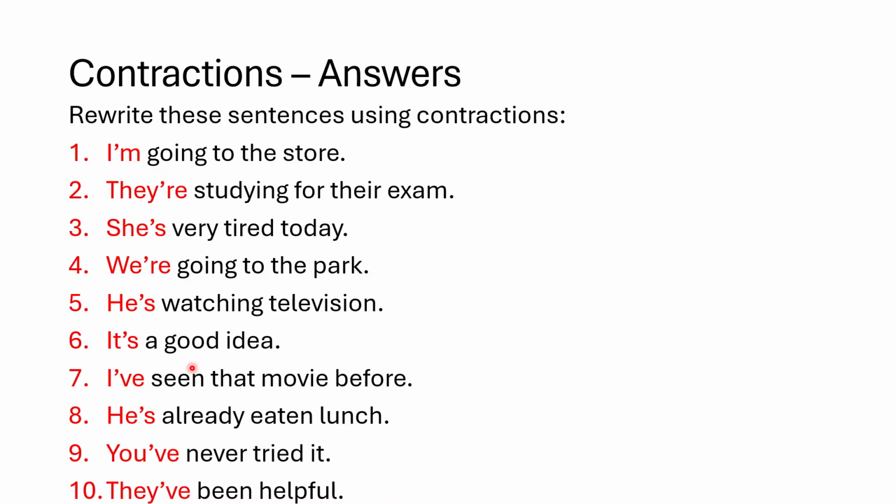6. It's a good idea. It is becomes it's. 7. I've seen that movie before. I have becomes I've. 8. He's already eaten lunch. He has becomes he's. 9. You've never tried it. You have becomes you've. 10. They've been helpful. They have becomes they've.